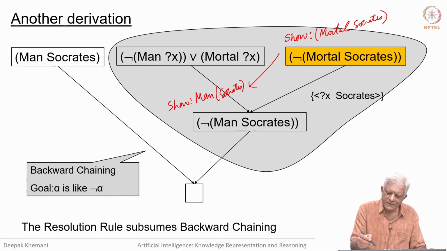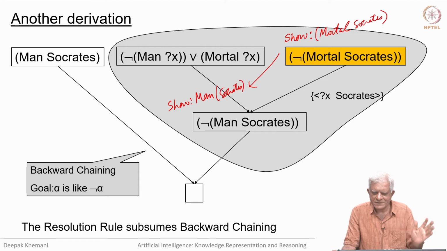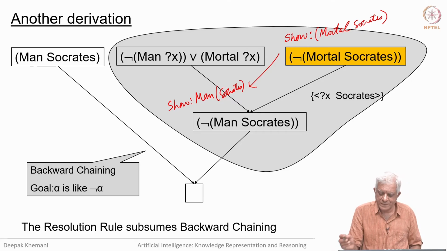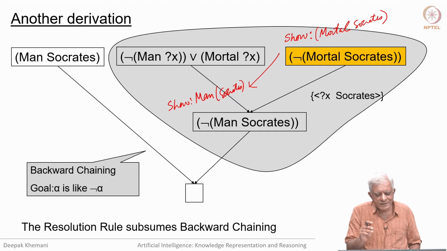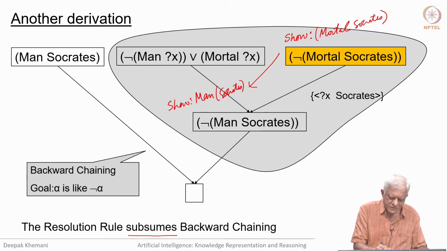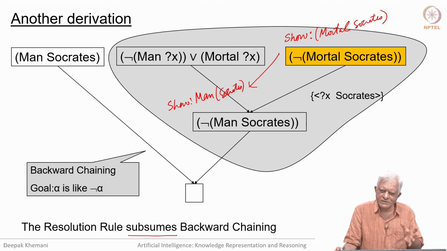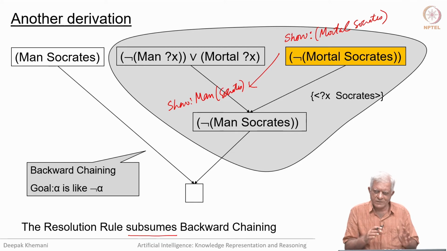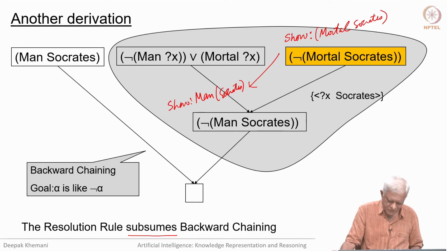Exactly the same step is happening here: from not mortal Socrates, which is the negated goal, we get a new negated goal, not man Socrates, and that can be satisfied trivially because it is there in the knowledge base, and so there are no more goals to be solved. So, if you remember the backward chaining procedure, that is being subsumed by the resolution rule. The resolution method is in some sense a generalization of both. Whatever backward chaining can do and whatever forward chaining can do, the resolution method can also do.